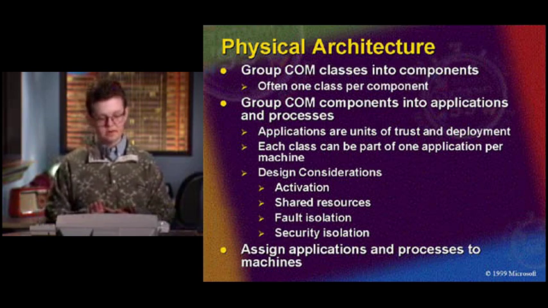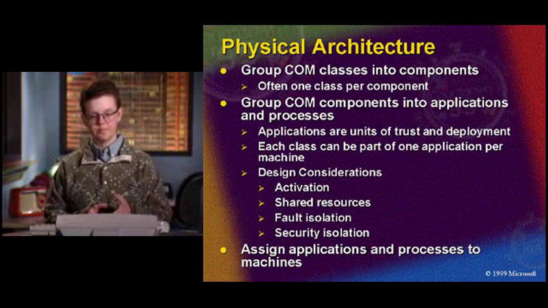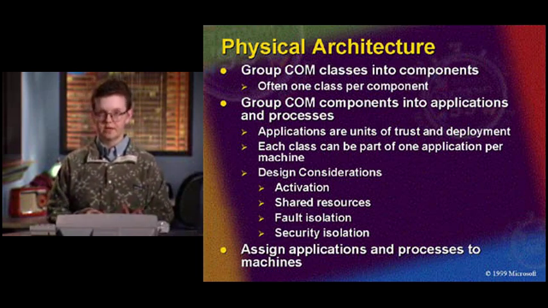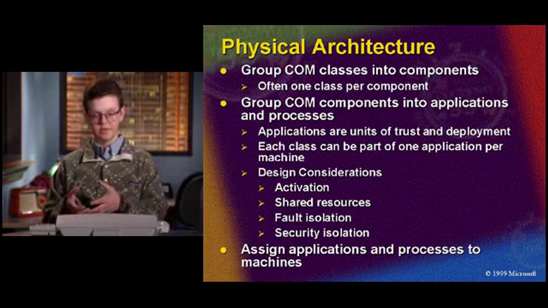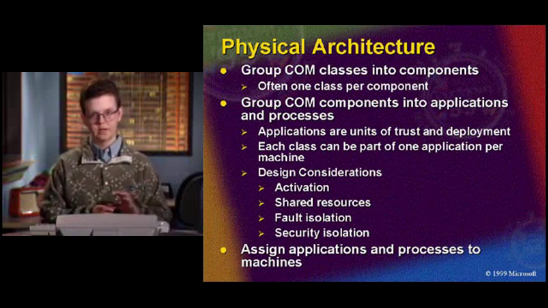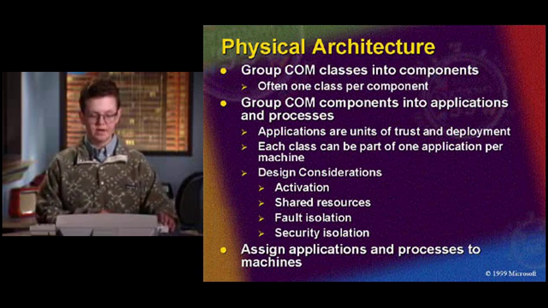The thing that complicates this is that today, each class can only be part of one application per machine. So we have two types of applications, one that runs in an independent process and one that runs in its caller's process. And that gives you a way to build up something which is confusingly called a library application.